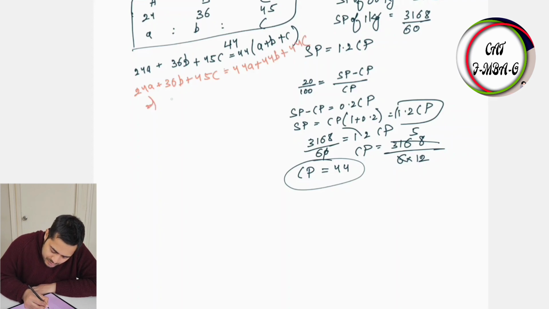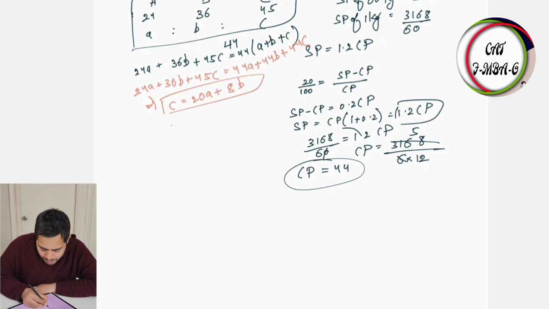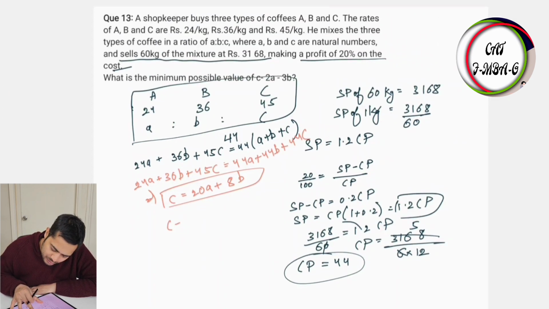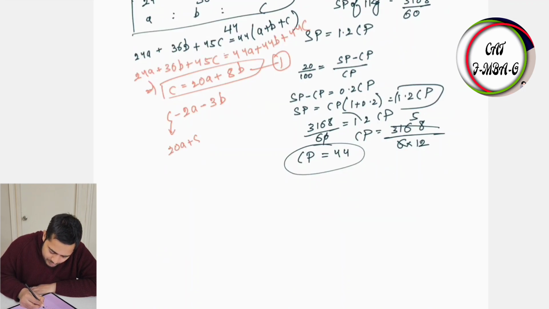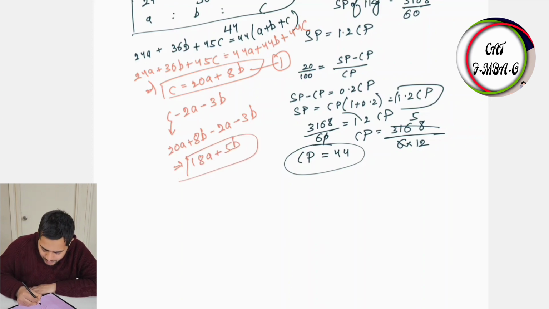That implies C is equal to 20A plus 8B. Okay. And we have to find the minimum value of C minus 2A minus 3B. Replacing C by this equation number 1: 20A plus 8B minus 2A minus 3B is equal to 18A plus 5B. Also it is given that A, B and C are natural numbers.